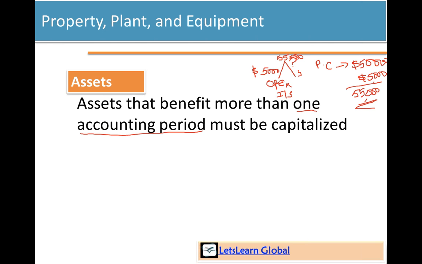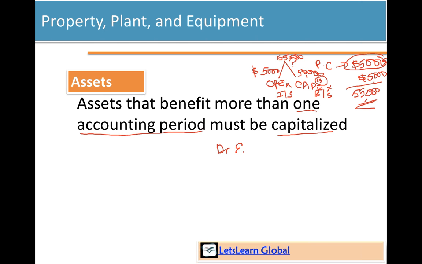And the remaining 50,000: the benefit you are going to receive from this Xerox machine would be, say, 5 years. So more than one accounting period. Therefore, it becomes CAPEX. CAPEX means capital expenditure and OPEX means operating expenditure. CAPEX goes to the balance sheet. That is called capitalized. Clear.